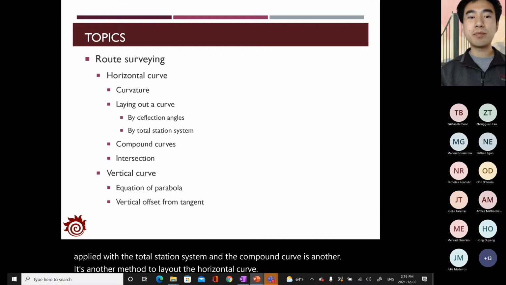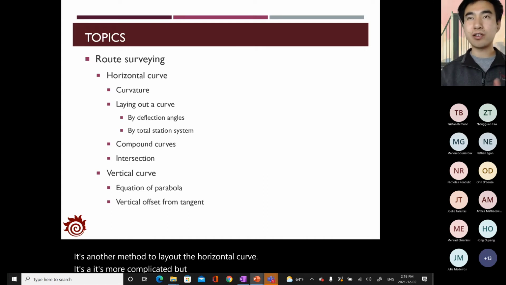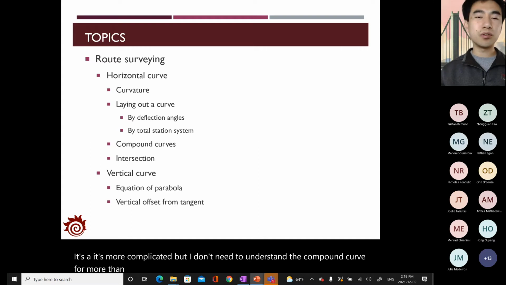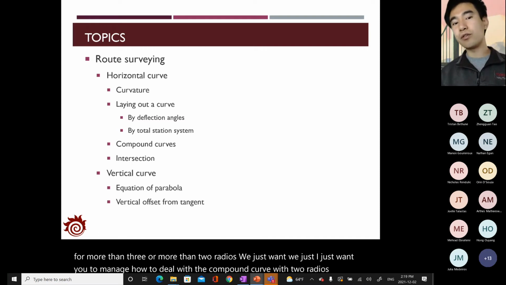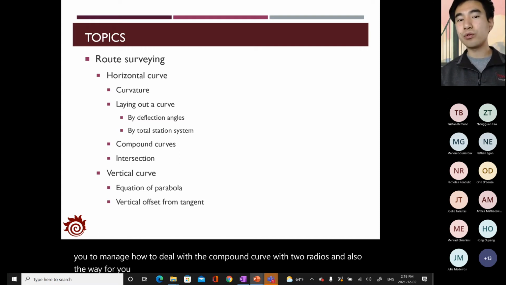It's more complicated, but you don't need to understand the compound curve for more than two radius. I just want you to manage how to deal with the compound curve with two radius, and also the way for you to find out the intersection between the curve and the straight line.